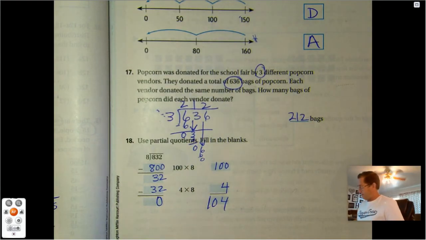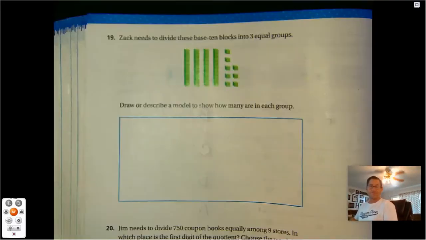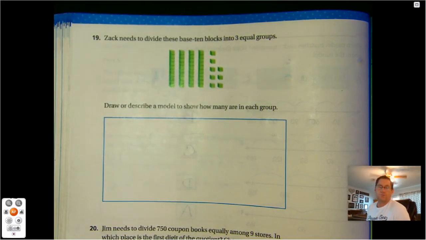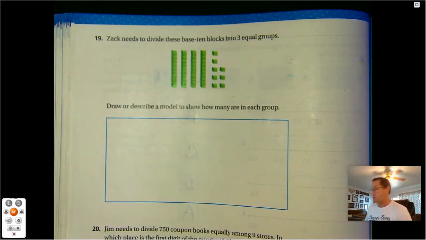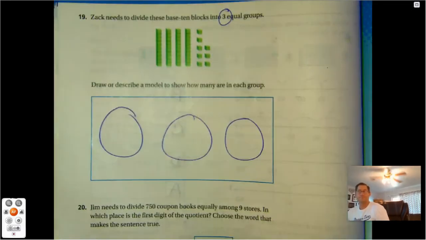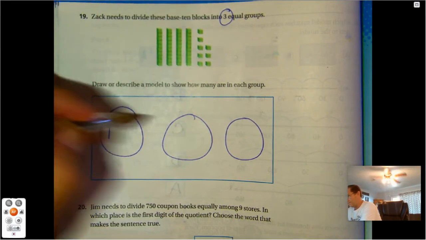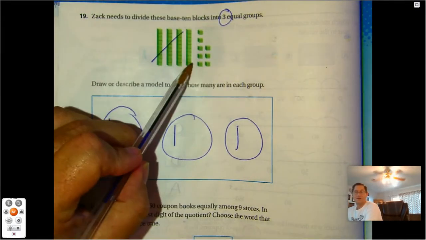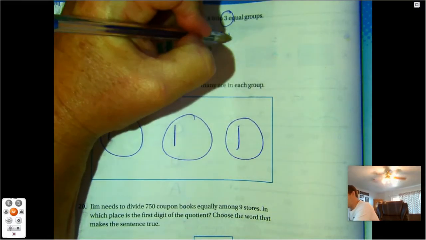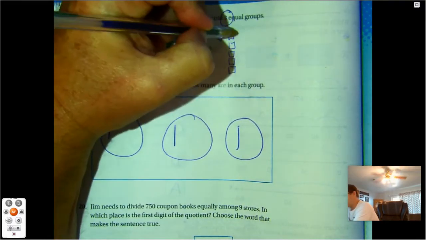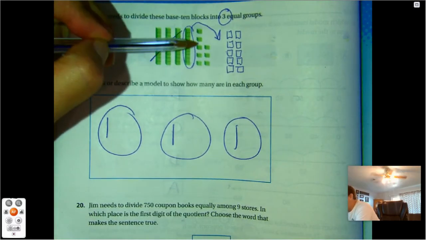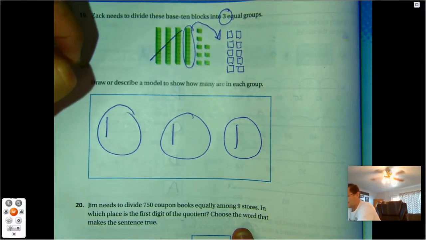Okay, 19. Zach needs to divide these base 10 blocks into 3 equal groups. Describe or draw a model to show how many are in each group. Okay. So 3 equal groups. 1, 2, 3. Can I share the 10s? Sure. 1, 2, 3. I can't share this one remaining 10. So I'm going to take this 10 and trade it for 10 ones, or regroup it for 10 ones. Okay, so now we have 10, 11, 12, 13, 14, 15, 16, 17, 18 ones to share with 3 groups.